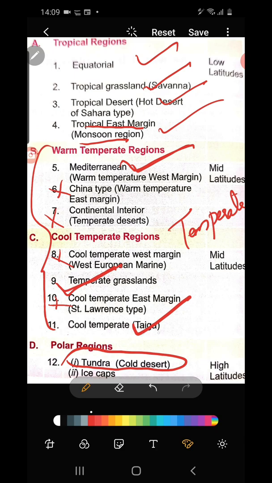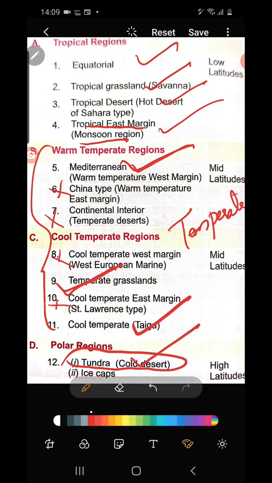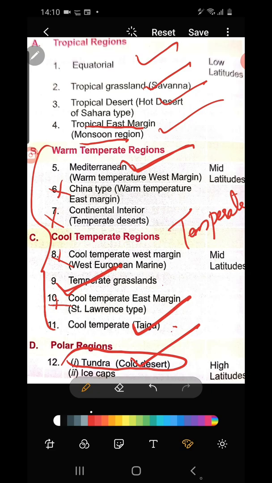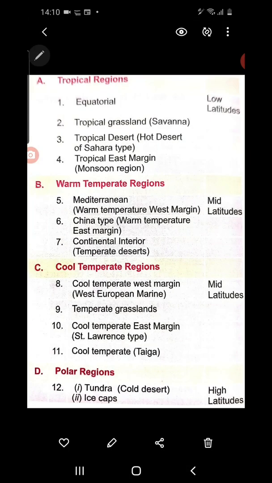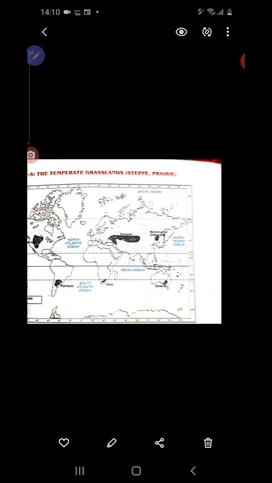Again, when you go beyond the level of taiga, we find the Tundra region. Tundra region is also known as cold desert. So now we discuss the Mediterranean region. We will discuss the temperate grassland, the cool temperate region, that means the taiga region, then the cold region. So let's see that map work here.